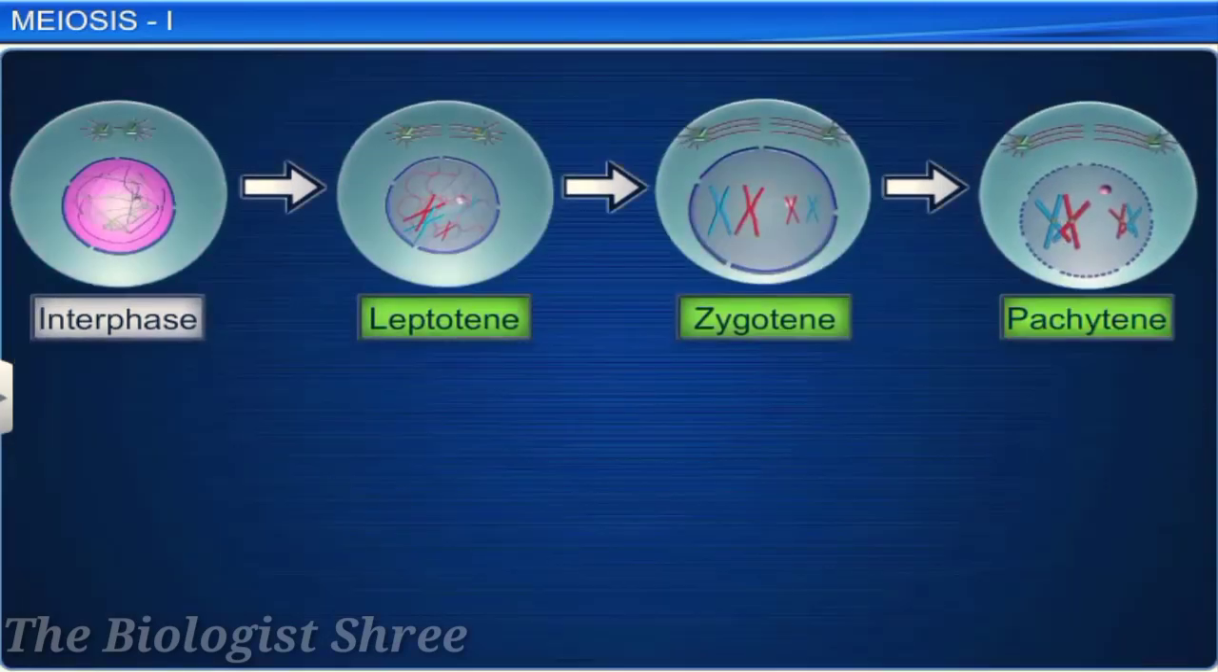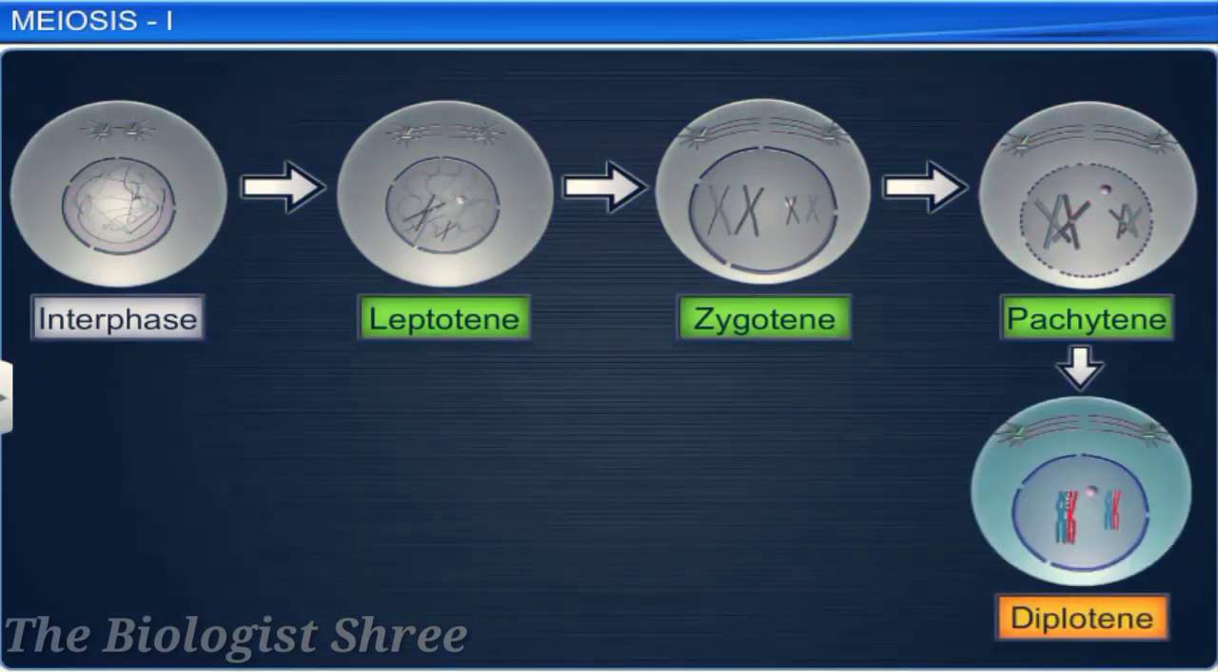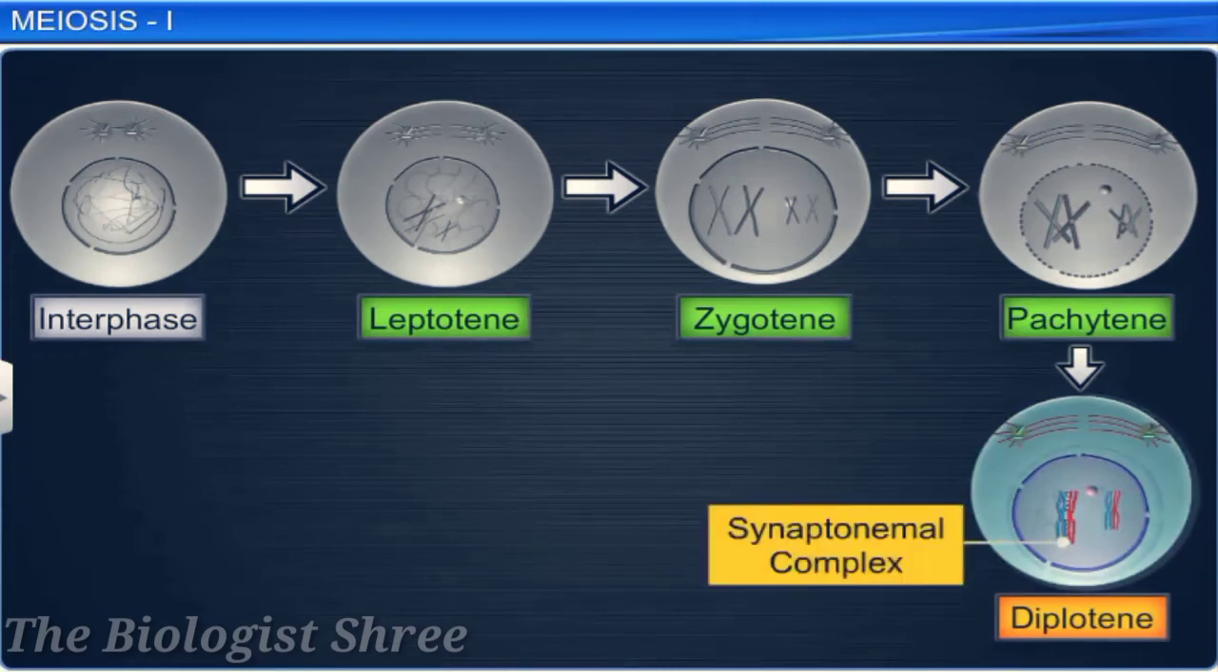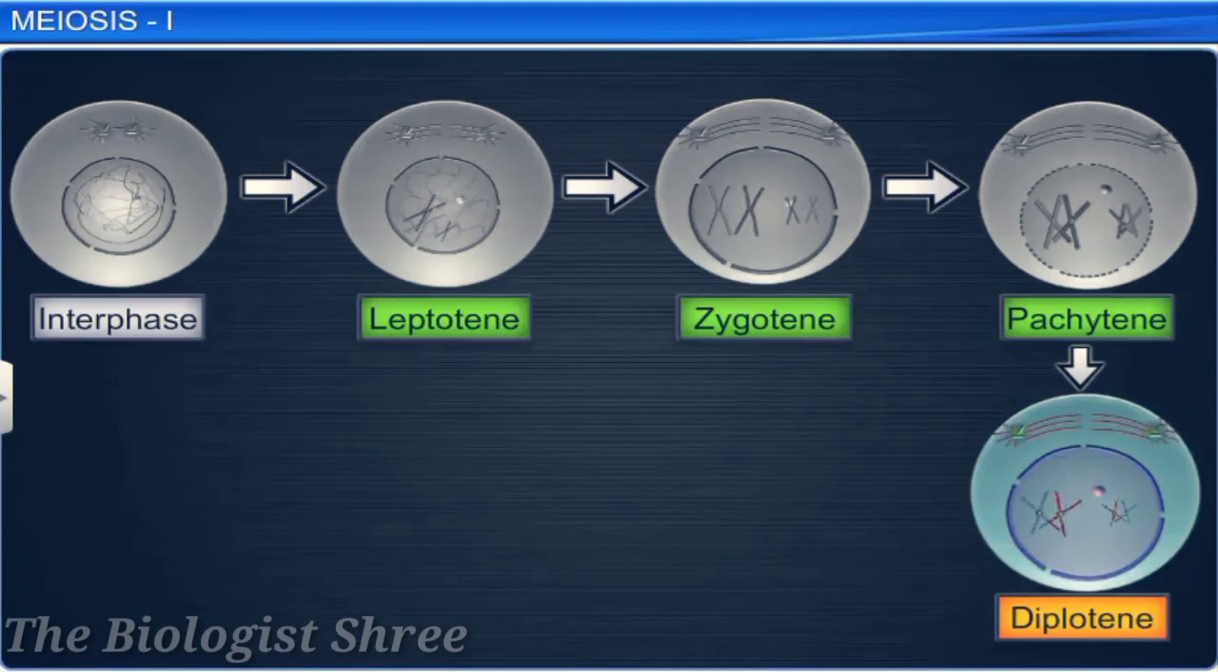The next stage in prophase I is the diplotene stage. The beginning of this stage is marked by the dissolution of the synaptonemal complex. Moreover, the recombined homologous chromosomes of the bivalents display a tendency to separate from each other except at the crossover sites. The X-shaped part on the homologous chromosomes that holds the two together once they have crossed over is called a chiasmata. The diplotene stage can last for several months or years in oocytes of certain vertebrates.